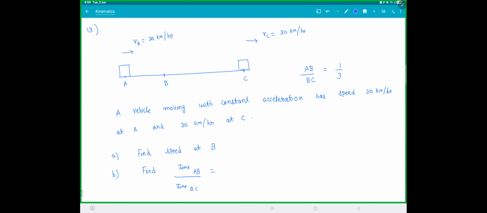We have a vehicle which is going with a constant acceleration A from A to C. How much is the acceleration? Not given. At point A, the speed was 20. At point C, speed was 30. AB by BC is 1:3. Using this information, find the speed at B and find the ratio of time from A to B and B to C.